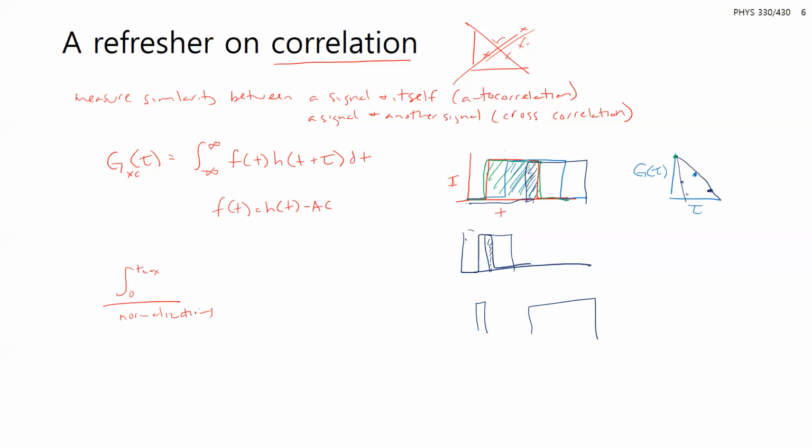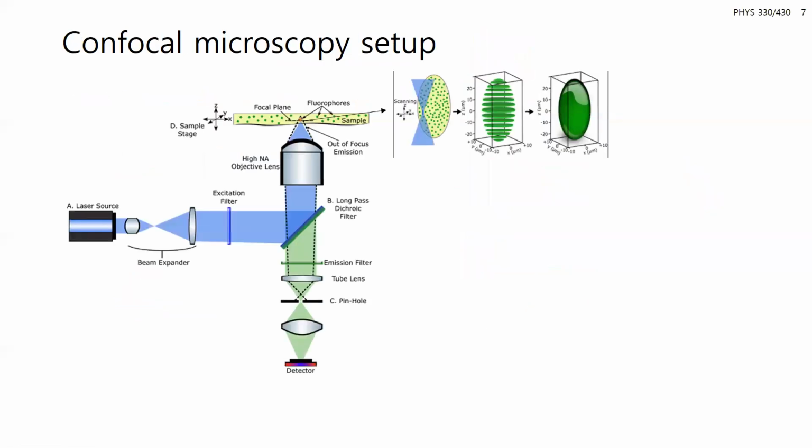So that's just a refresher. So FCS is using, I mentioned, a confocal microscope. We're going to go into microscopes in more detail next Thursday. But to walk you through what I mean by a confocal microscope, you typically have a laser light source.